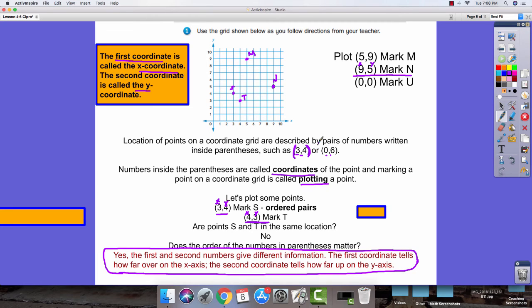Now, on journal page 128, we already labeled the origin. So let's go ahead and also label it U. We're going to plot the point (0, 0). For the ordered pair (0, 0), I'm going to go over 0 on the x and up 0 on the y. So I just stay right here, and let's label that U. You should also have that labeled the origin. So pause video and make sure you've done that.